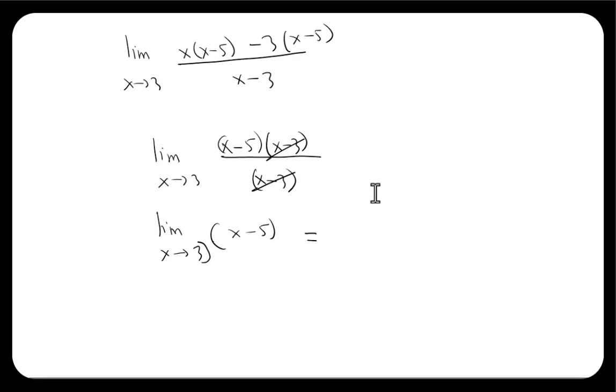So we take the number over here, substitute it right back into this function, and when we do that, we are going to have 3 minus 5, and that is going to give us negative 2, and that's the right answer. Now let's consider this example.